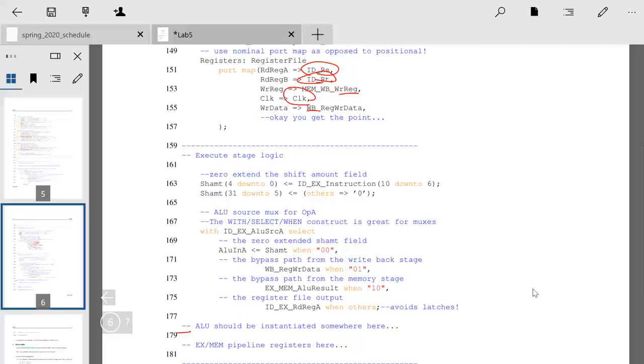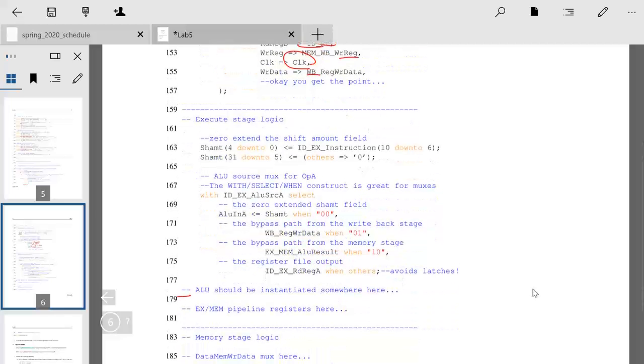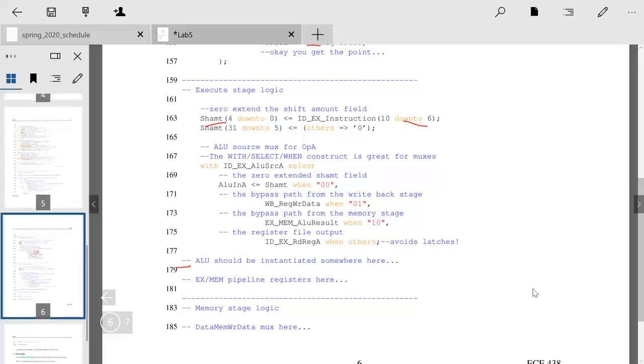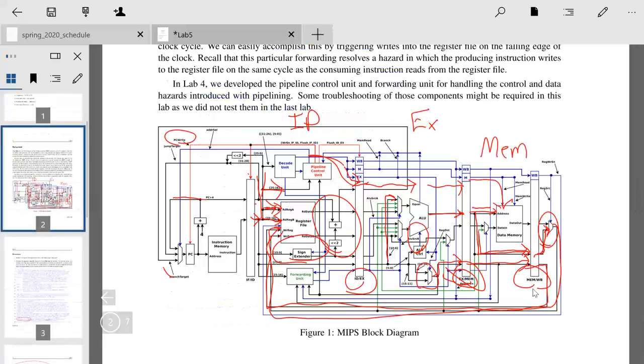Okay, and then the EX stage. Again, there's a whole bunch of things missing here as well. But here's where we generate the SHAMT signal. With SHAMT, the lower 5 bits, 4 down to 0, are bits 10 to 6 of the instruction. And well, what instruction signal is it? It's the one coming from the IDEX. So, oh boy, this diagram's getting messy.